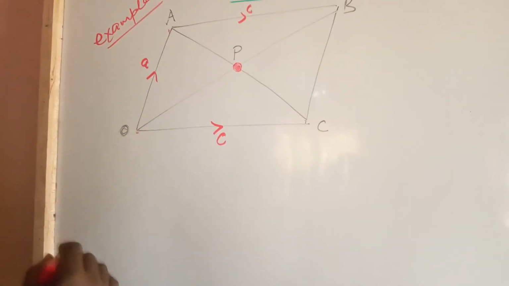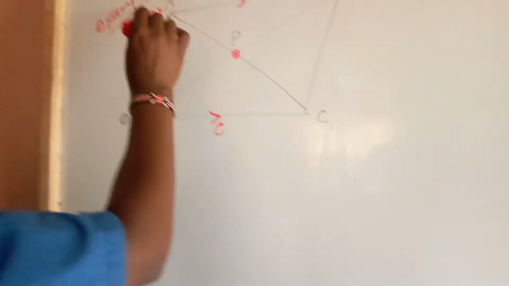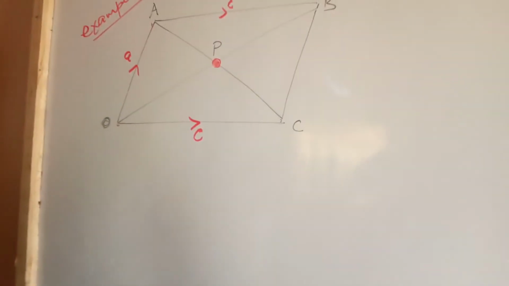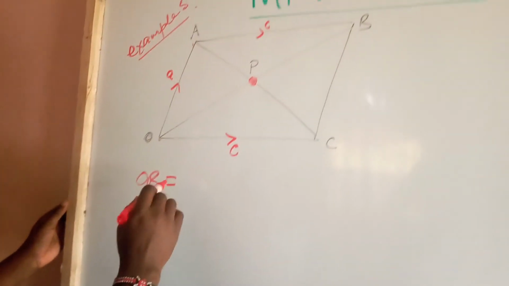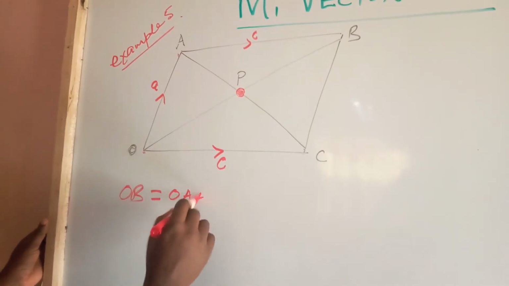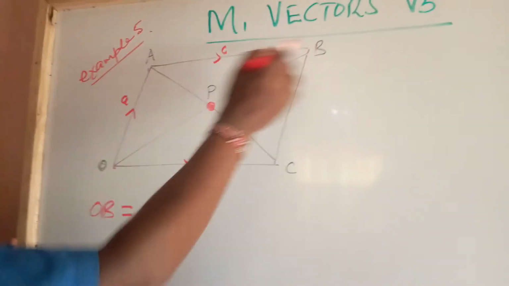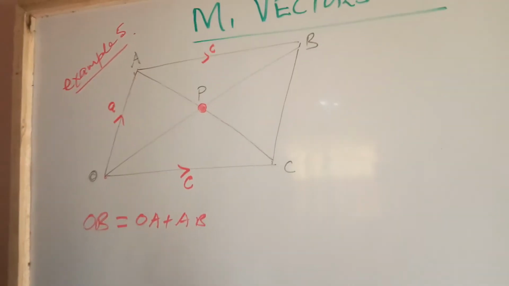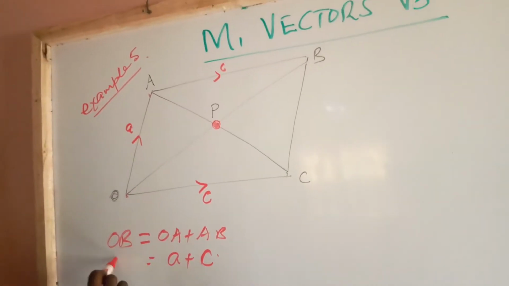This follows that we must prove that OP is equal to PB, and AP is also equal to a half AC. We have two diagonals. OB, from here all the way to B, is given by OA plus AB. And of course you can see AB is the same as c, since in a parallelogram opposite sides are equal and parallel. This is going to give us a plus c. This is vector OB.